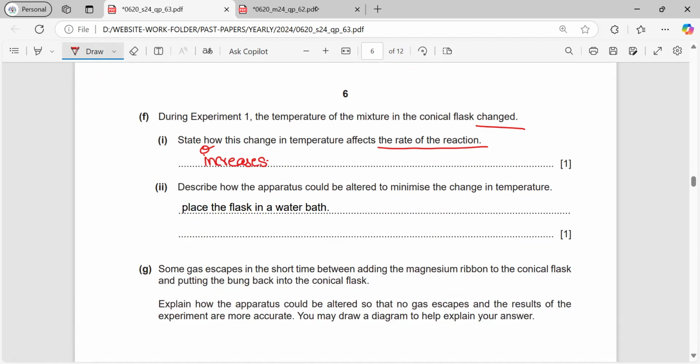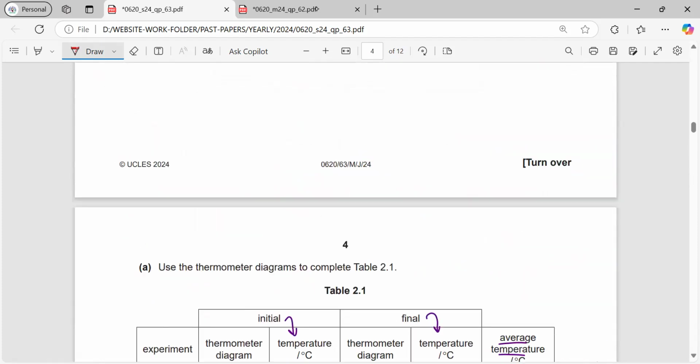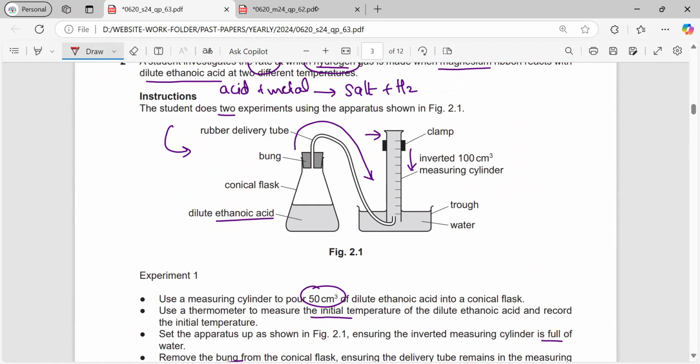As we can see in the diagram, the flask is completely open. So the temperature can be increased or decreased. The heat can be lost or gained because of this, because it's free. Now, if we put it in a water bath, the water will absorb some of the heat, and the temperature loss or temperature gain will be avoided. The temperature change wouldn't be too high.